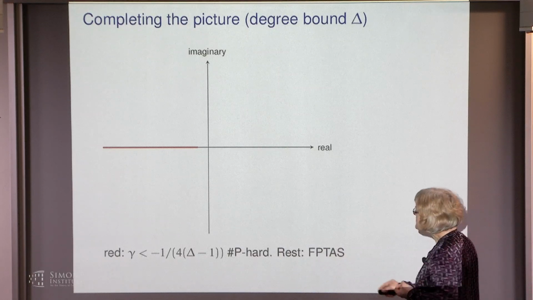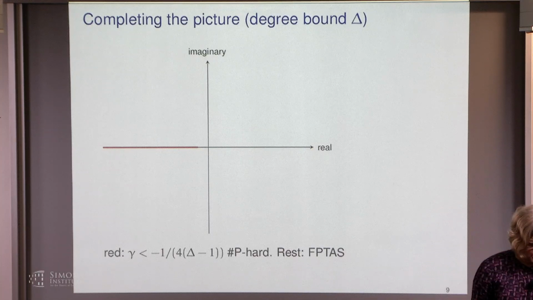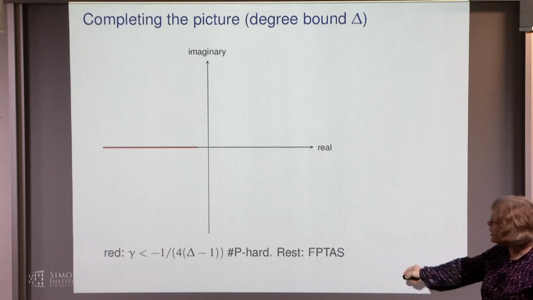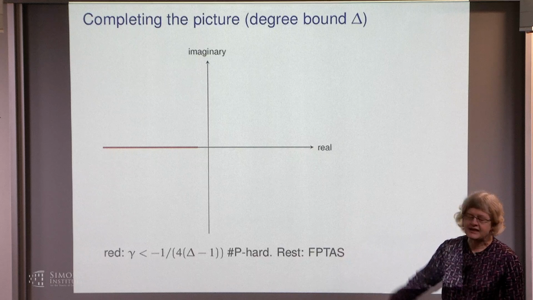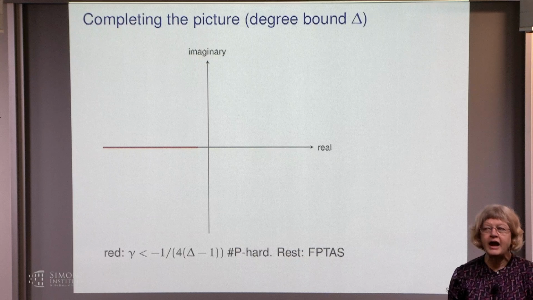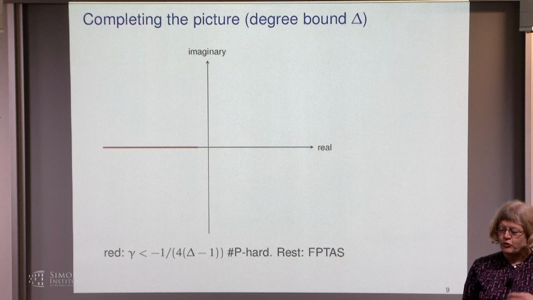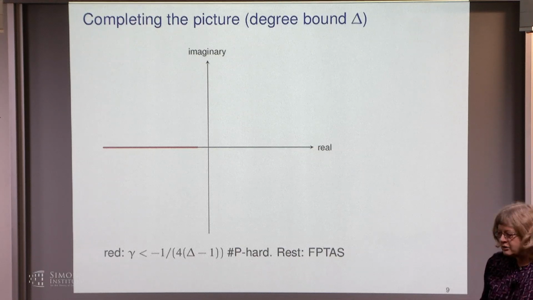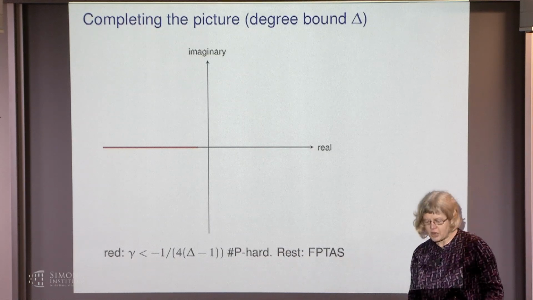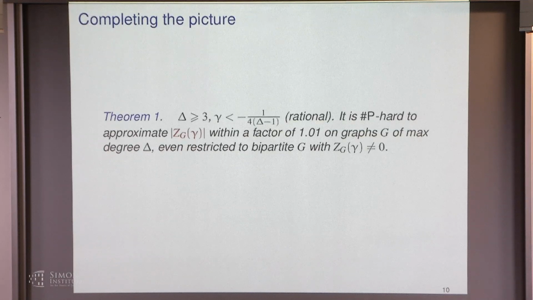This is something that Ivana was asked about. Because we have negative numbers, that's why you can get such a strong form of hardness. What this means is that if you fix any very negative gamma, and you're given a graph with degree at most delta, and you want to approximate this polynomial, it's so hard that if you could approximate it, you would actually exactly solve some number p hard problem. So this is a very strong form of inapproximability.